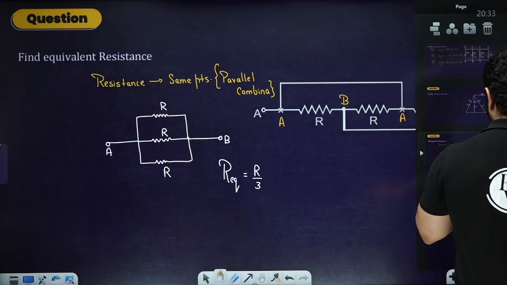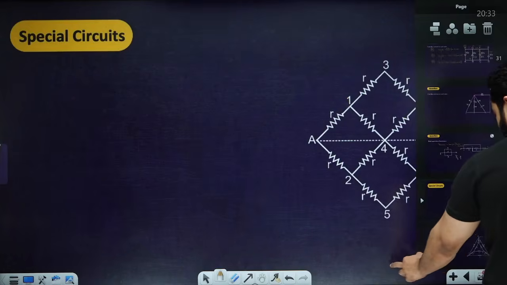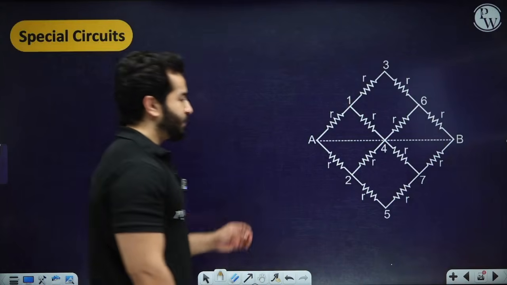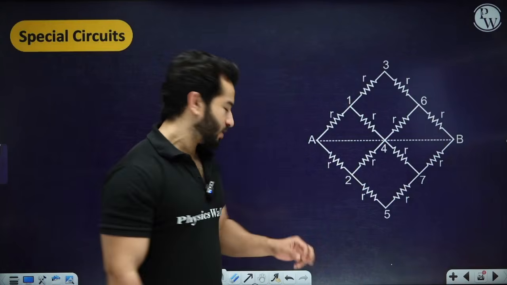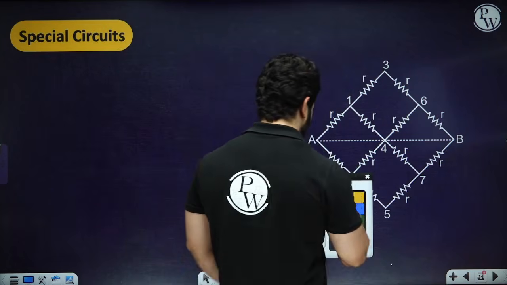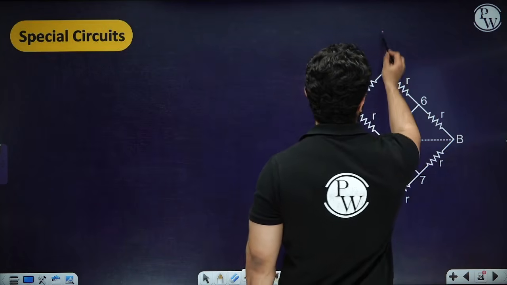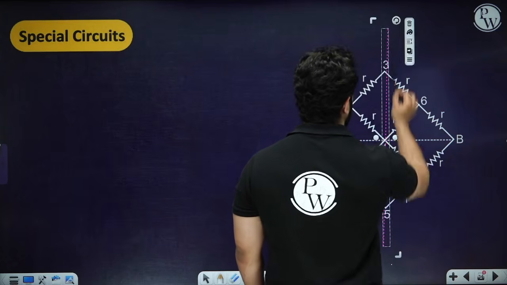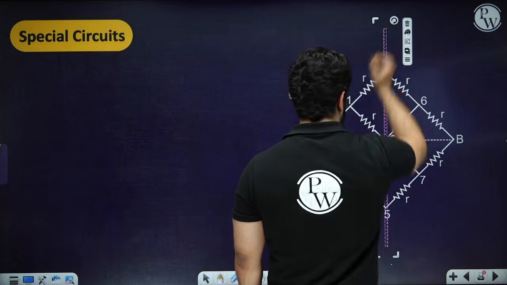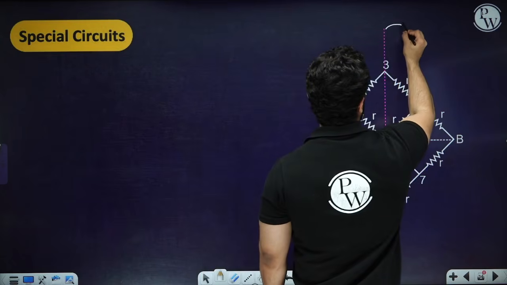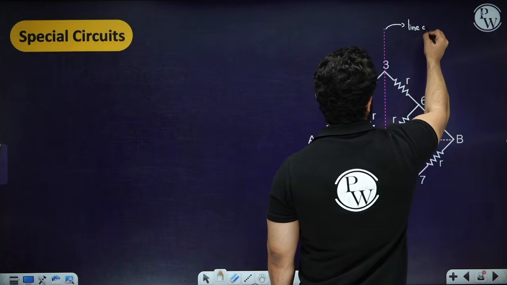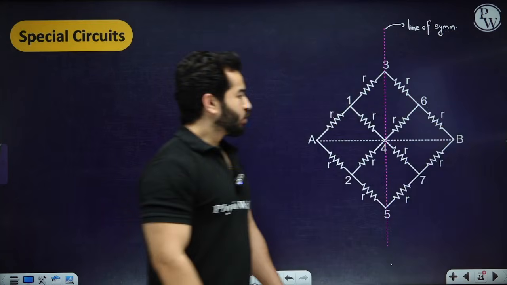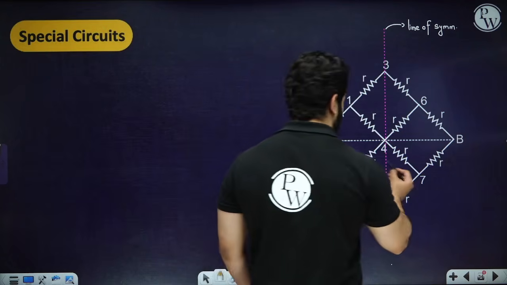Now see, you are going to also get some special circuits, something like this, right? The special thing about this circuit is that you can actually draw some line of symmetries over here. For example, one of the lines of symmetry that can be drawn is something like this, that is passing through points 3, 4 and 5, right? So this is your line of symmetry. So if this is the case, this is also a line of symmetry.